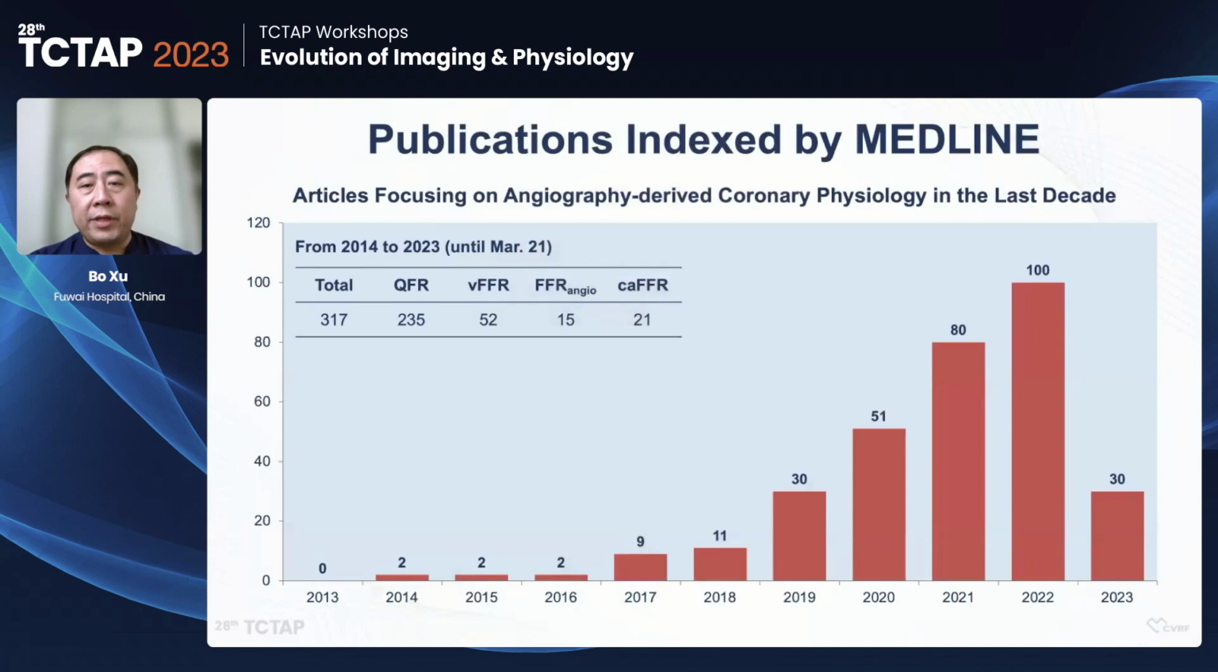If you look at the publications indexed by Medline, articles focusing on angiography-derived coronary physiology in the past decade are rapidly growing, a total of 317 publications until March 21st this year. The majority were related to the QFR.